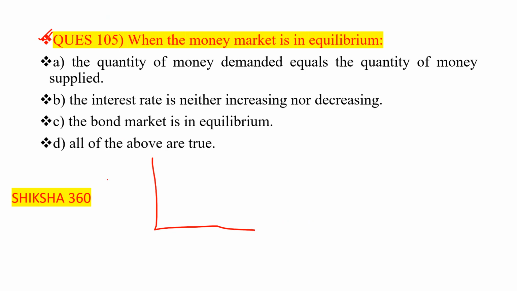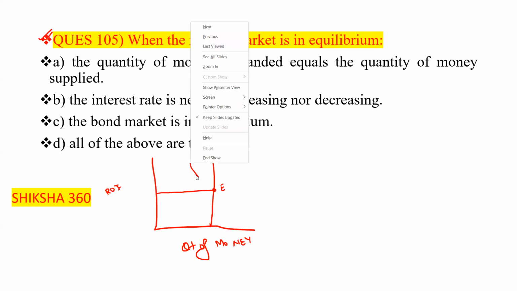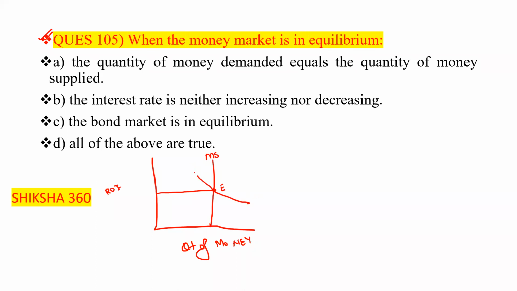Here on one side we have the rate of interest, and on the other side the quantity of money. This is the money supply curve, and this one is the condition of equilibrium, E. This one is the money demand curve, and this one is the money supply.